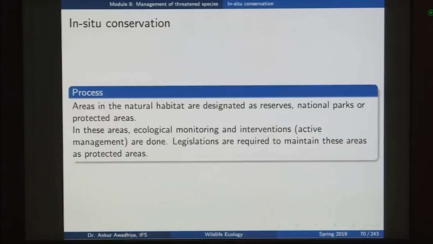Now, these interventions could be, say, if you are observing that the wild dog population in your area, in the natural habitat, is going down. So, then you would ask the question, what is the reason? Probably your wild dogs are not getting enough amount of food, or probably they are suffering from some disease. So, the intervention in this case would be to intervene at the level of food or at the level of disease. So, suppose they have some disease, so you might give them some antibiotics, or maybe you could try to vaccinate them if that disease is leading to a high amount of death rate, and so on. So, that is the process of in situ conservation.